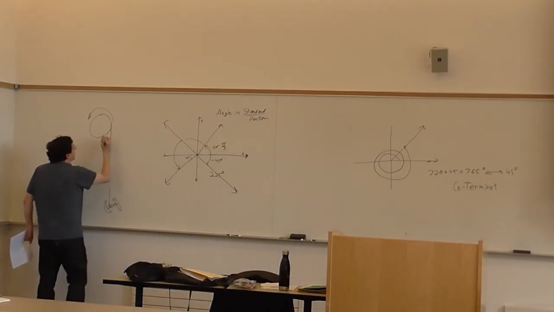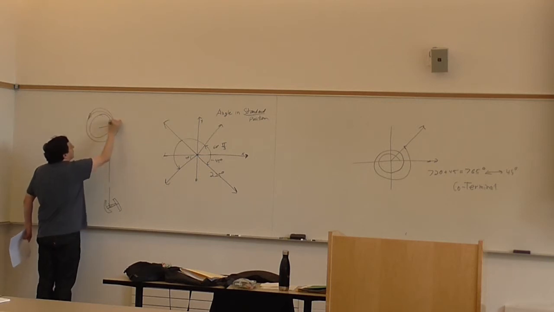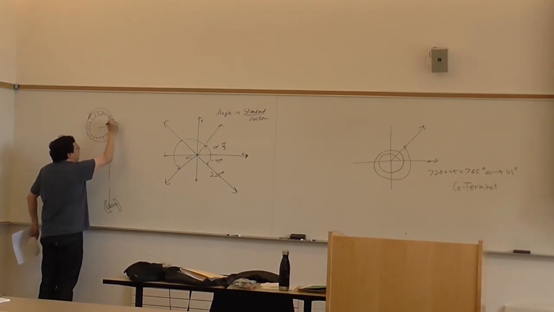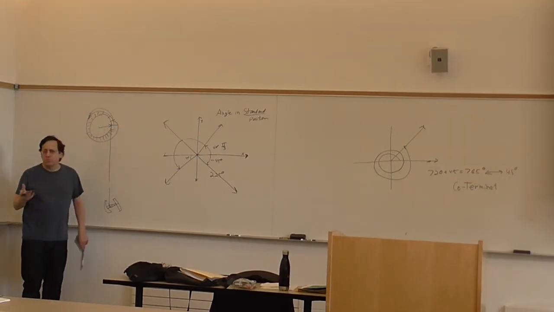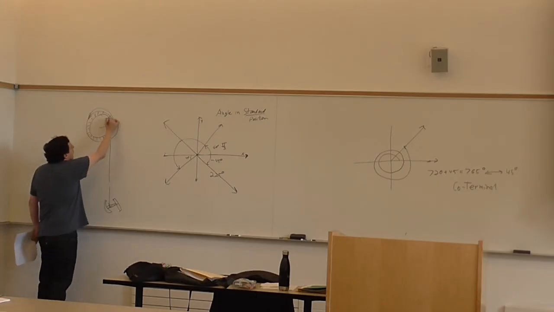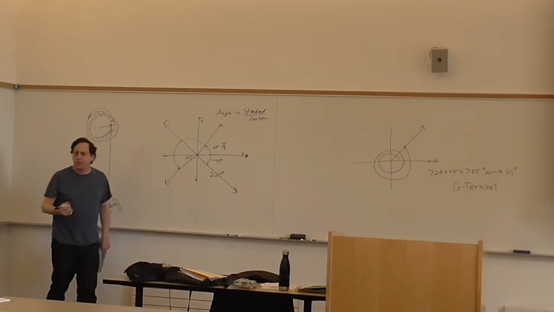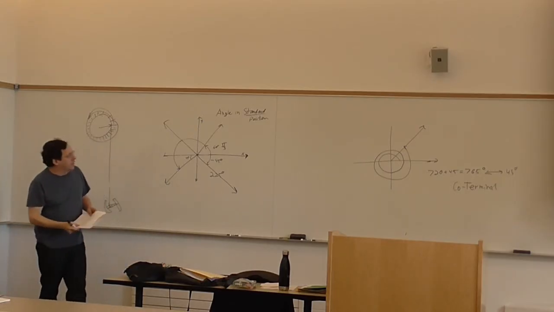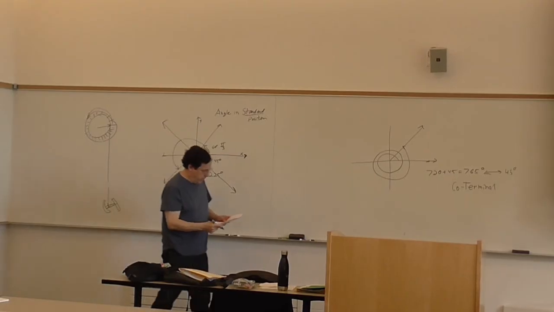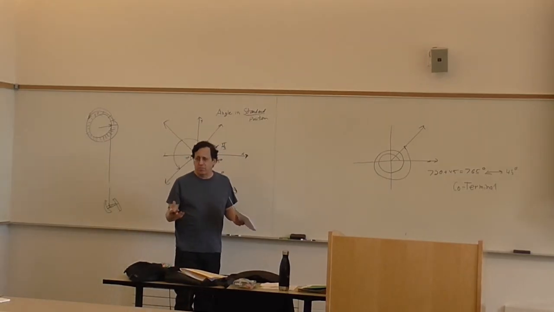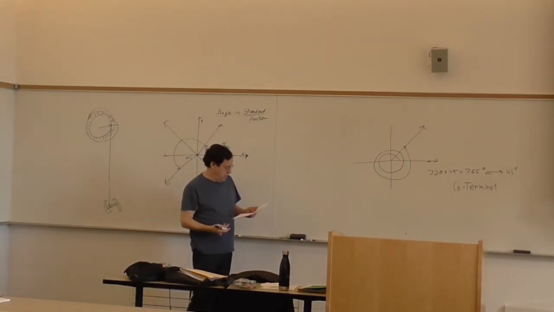So if I have like a pointer on here and I have a scale around my spool, even though it might rotate through some large number of rotations, where it ends up on the scale, it's limited to 360 degrees or 2 pi. So we might want to indicate that two angles are the same.